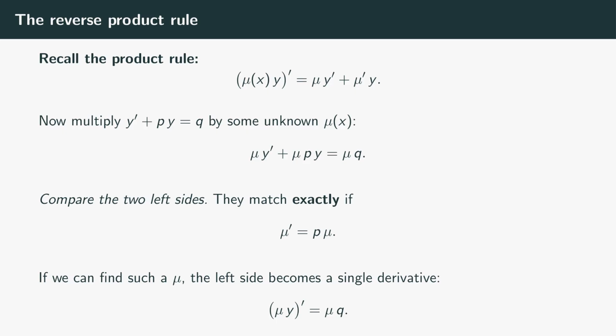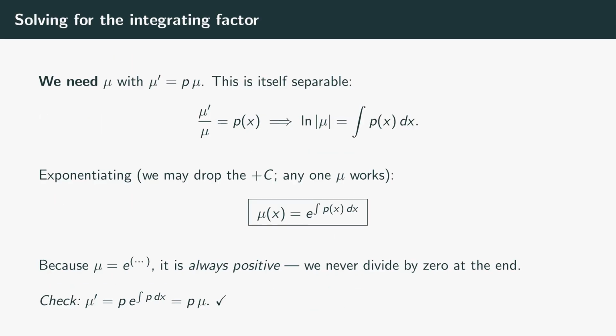The method is not a lucky accident, it is the product rule run backward, and the integrating factor is the function that makes the run backward work. So we must find a mu whose derivative is p times mu. Notice that this little requirement is itself a separable equation. Divide both sides by mu. Mu prime over mu equals p of x.